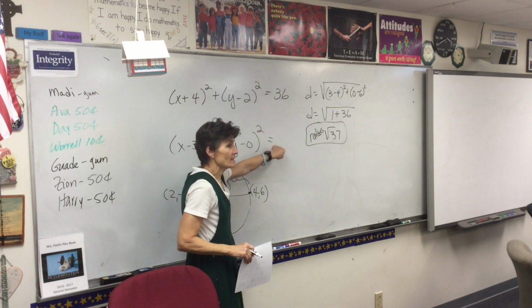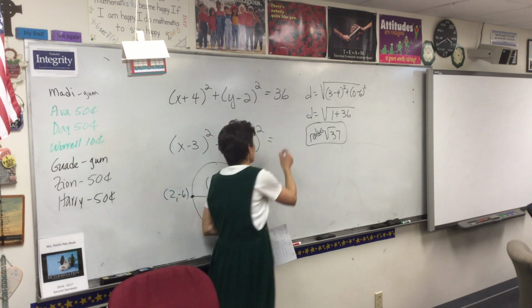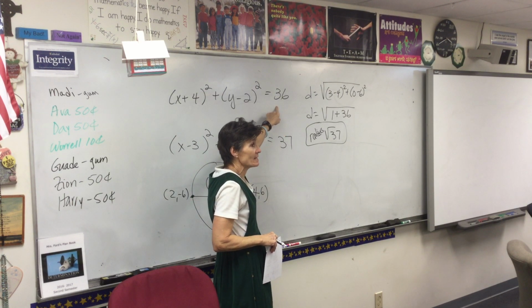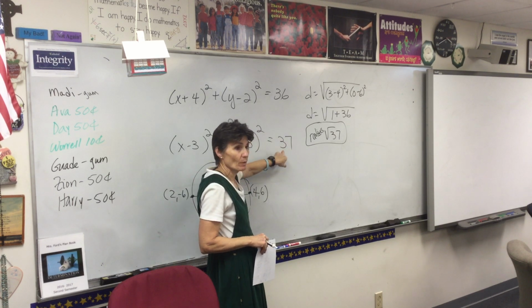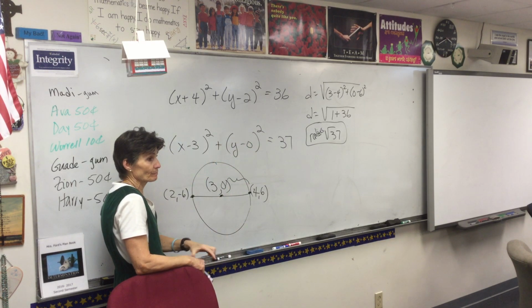What number goes here? 37. Plain 37. Come on, kids. If that were a 36, the radius would be 6, right? This is r squared. So this is r squared. That is our circle.